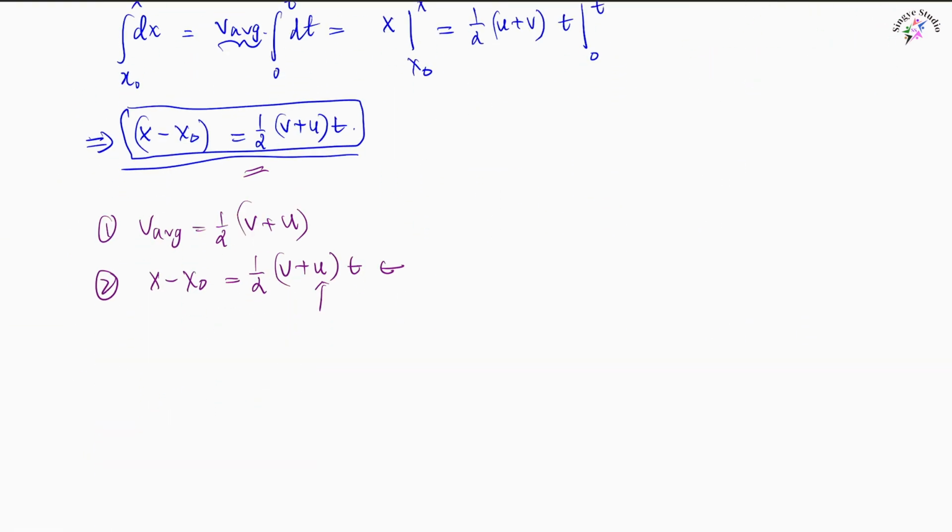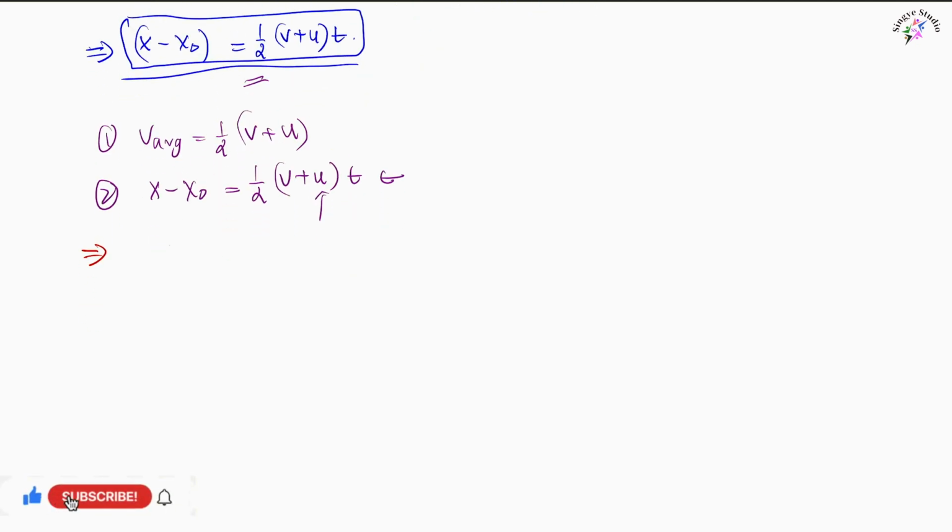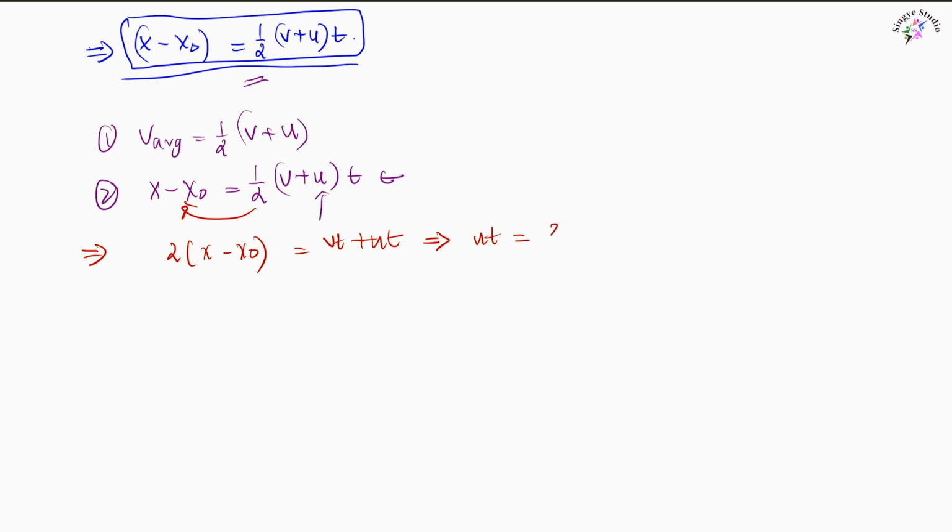Okay, so we can modify like this. We can get 2(x minus x naught) equal to vt plus ut, and make ut the subject of the formula. We'll get ut equal to 2(x minus x naught) minus vt.